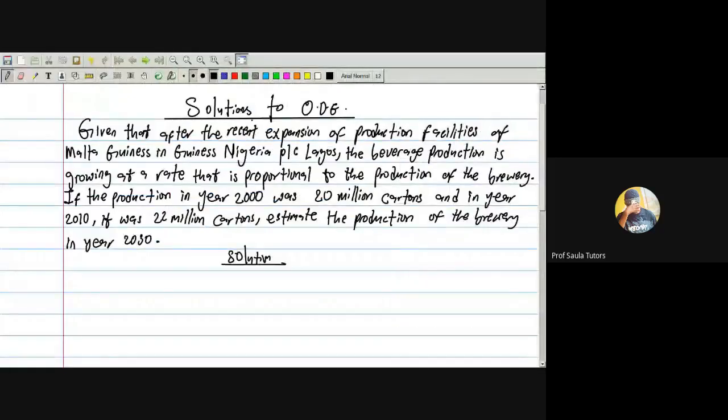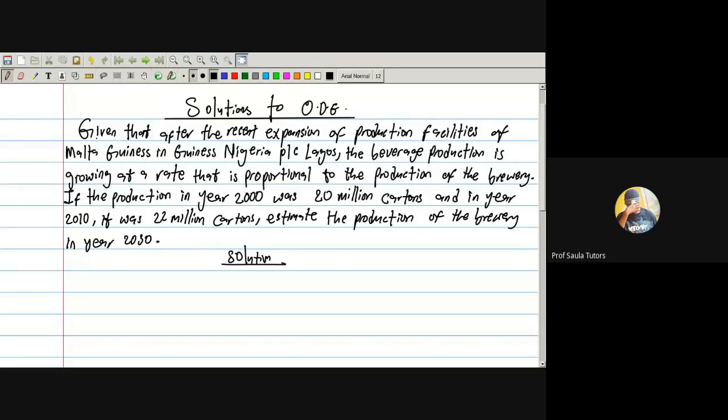We want to look at our previous class. We learned several solutions to ODEs by variable separable and by integrating factor. But now we want to look at solutions to ODEs if the problems are given in terms of words. How do we solve it?